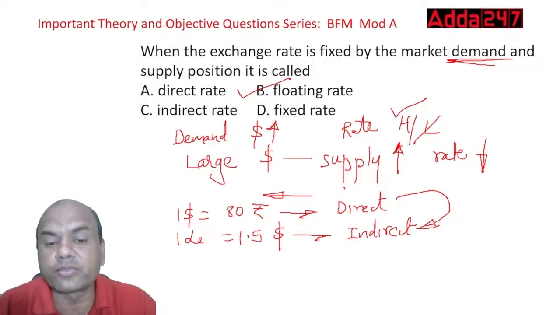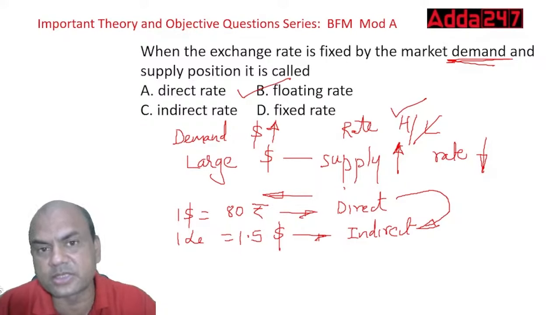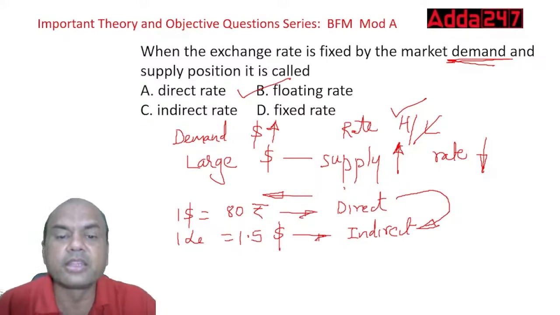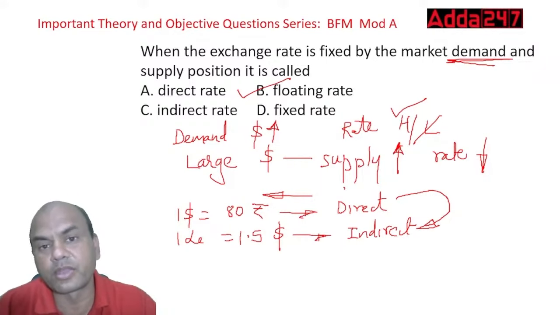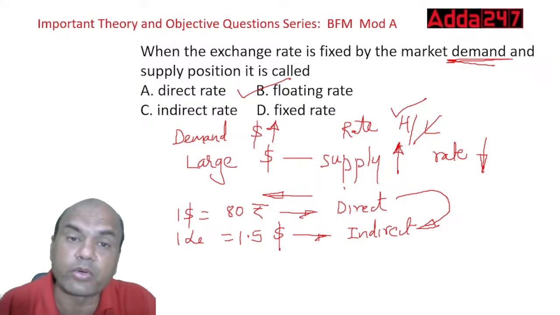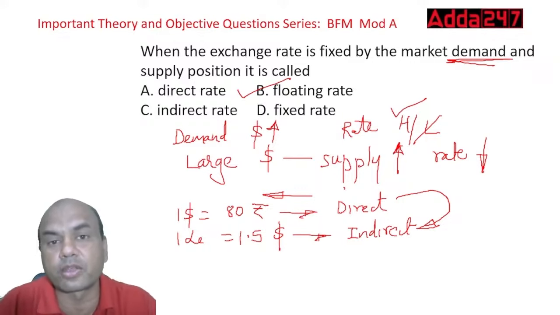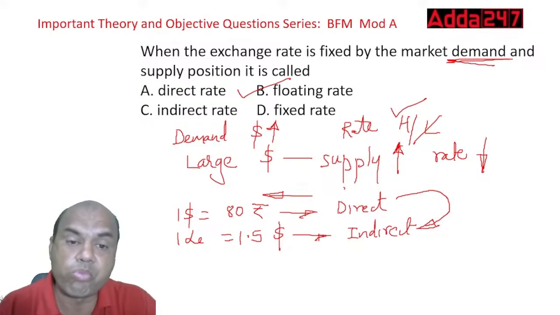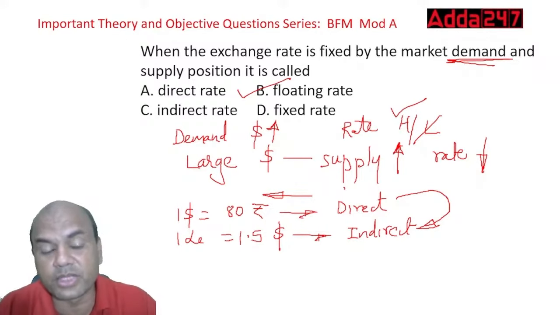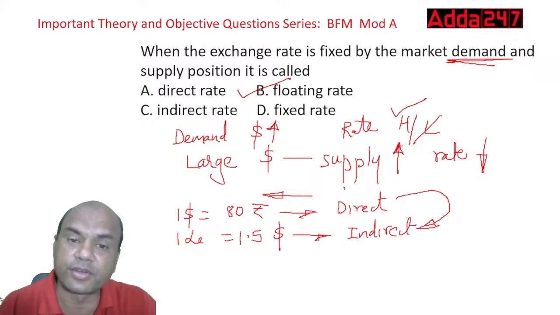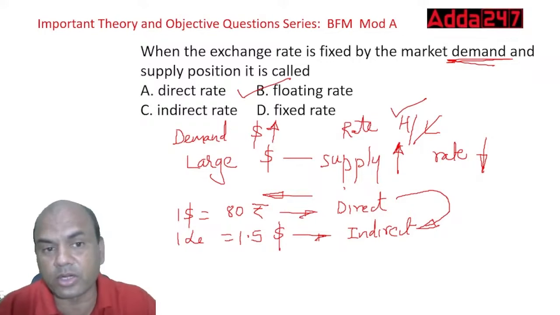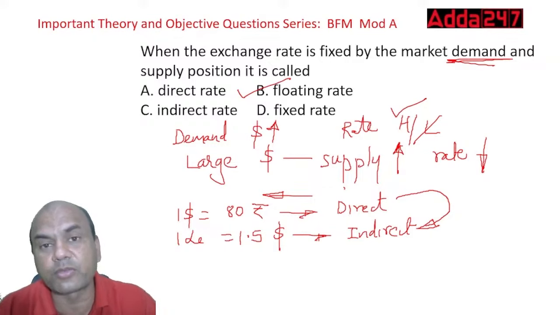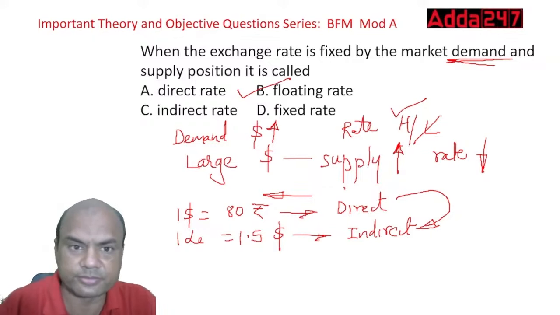And in coming years, if we grow with such a speed, there will be a time when our direct rate will be converted to indirect rate. We will be the governing power because we are already planning for growing to the third largest economy, right? We are right now at fifth and we are moving towards the third. So when we move towards the third, these rates will change. Okay. So this is the concept of direct, indirect, floating and fixed, right?